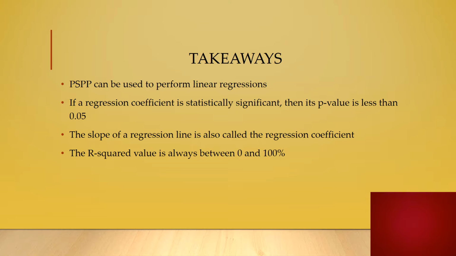So some takeaways from the regression analysis. PSPP was the software that we used to do these regressions. PSPP can be used to perform linear regressions. If a regression coefficient is statistically significant, and we found 2 of the 3 tests that we conducted in this case to be statistically significant, then the p-value is less than 0.05. Also, another takeaway: the slope of a regression line is also known as the regression coefficient, and the R-squared value is always between 0 and 100%.